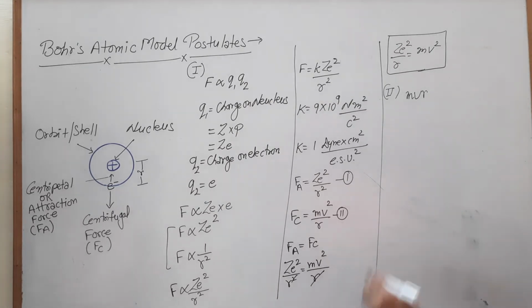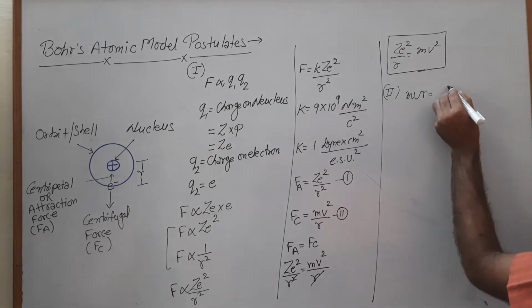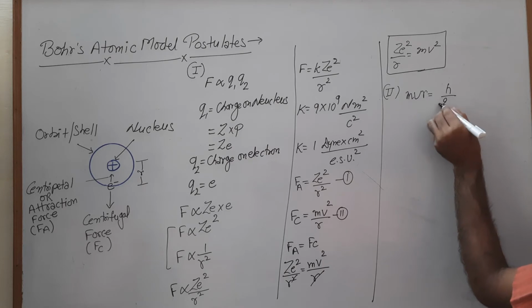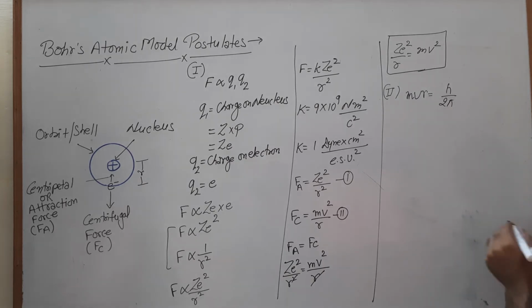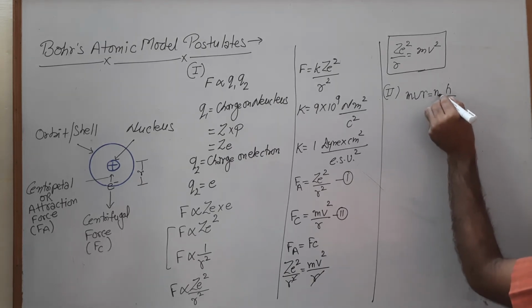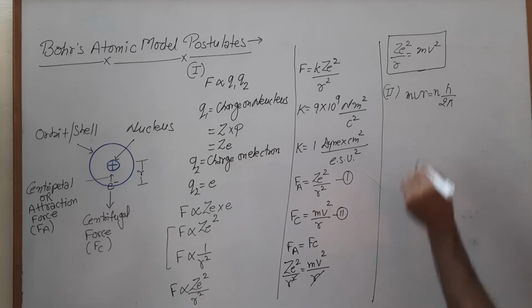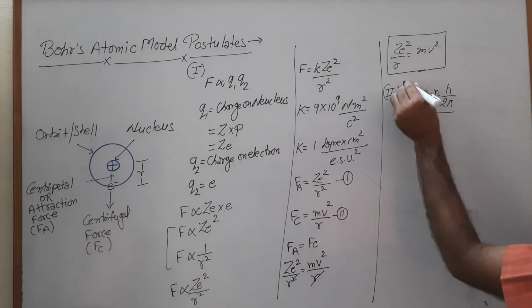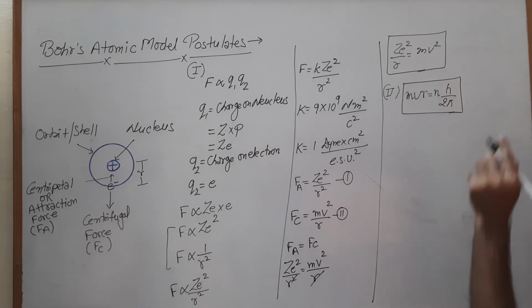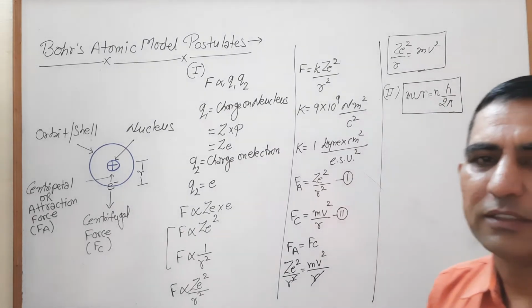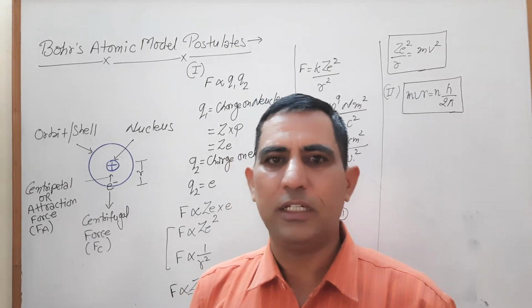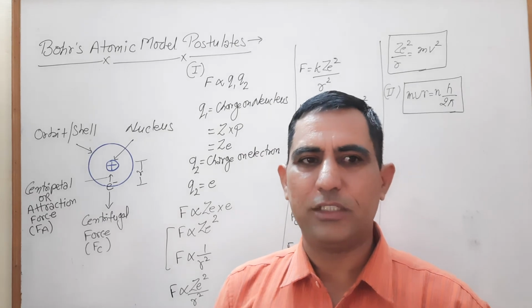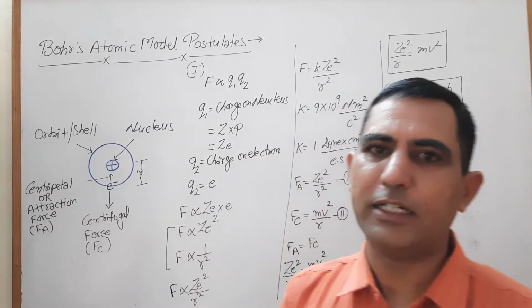Bohr says the electron revolves only in those orbits for which the angular momentum value is an integer multiple of h upon 2 pi. So our second postulate says mvr is equal to nh upon 2 pi. This is the second postulate.